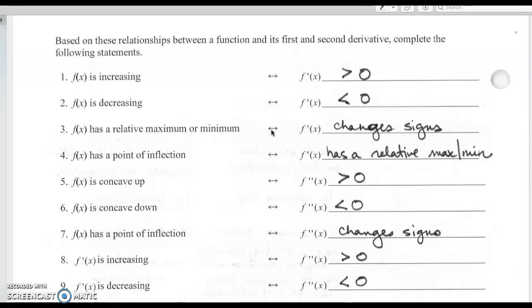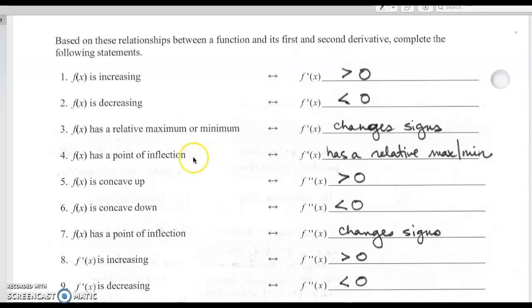So if you're given a problem where it says that the function is increasing, what does that mean for the derivative? Well, we've talked about it for a while now. That means the derivative is positive. Same thing, just flipping it. If the function is decreasing, that means that the derivative is negative. Well, if we have a relative max or min, that must mean that the derivative changes signs.